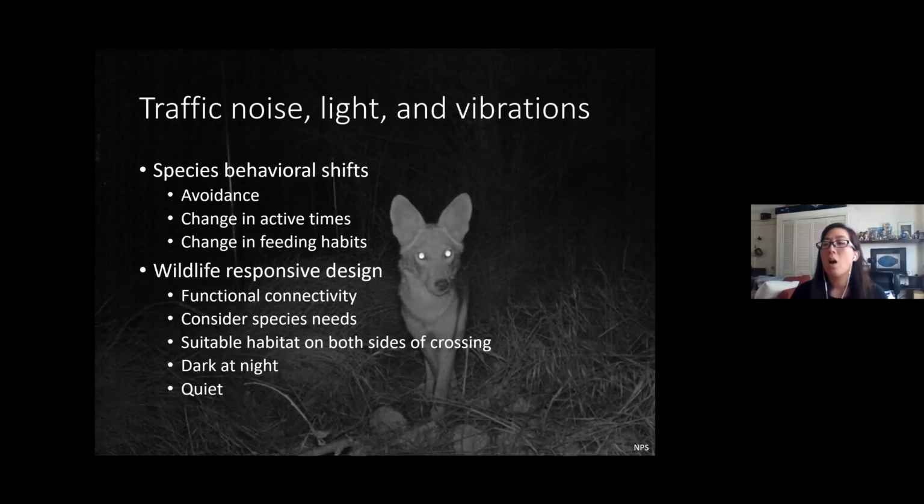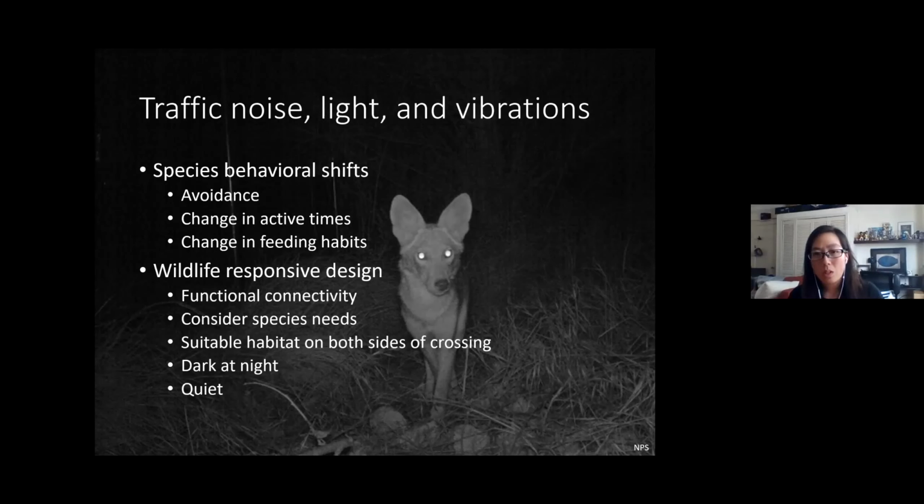In terms of species behavioral shifts, we've seen, from songbirds to even mountain lions, that they'll avoid freeways during traffic times when the noise is really high. We've also seen changes in active times and changes in feeding habits based on human activities and human presence, and usually that means noise and light.